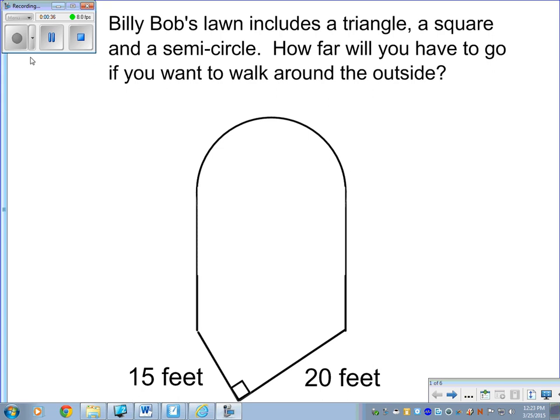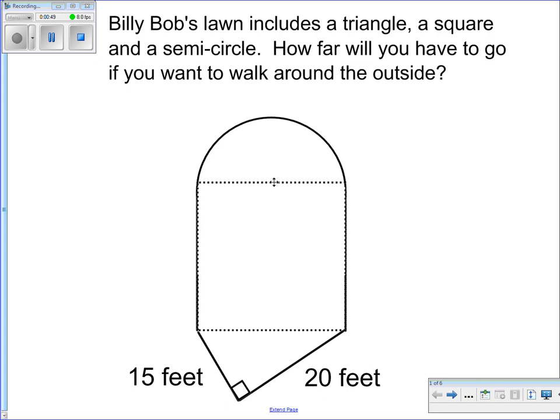We don't have a formula that would let us find the perimeter of this shape, so we're going to have to divide it into some shapes that we know. It tells us that it's a triangle, a square, and a semicircle. So here we can put in some dashed lines that aren't really part of the composite figure to show us these divisions. Now we see the triangle, now we see the square, and now we see the semicircle.